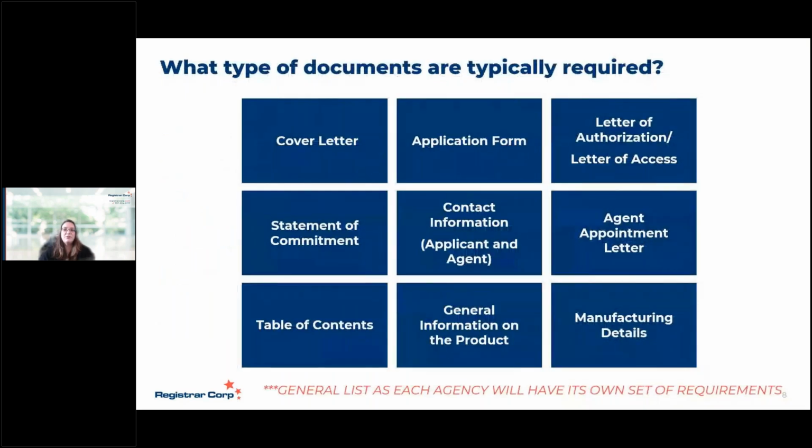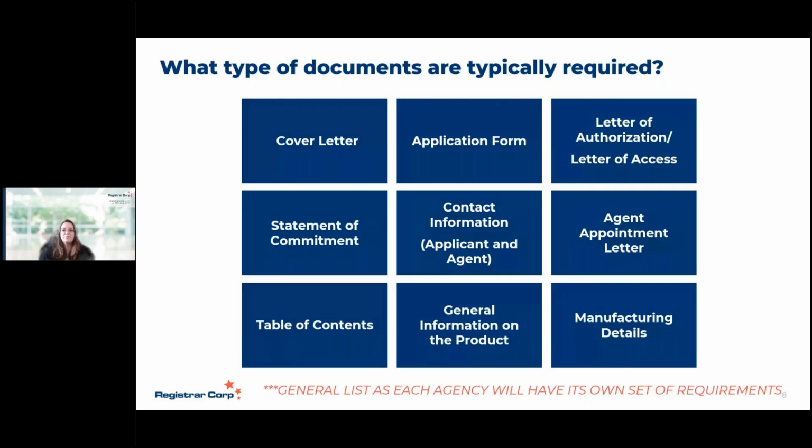So what type of documents are usually included in a master file? Typically, there's a cover letter that serves as an introduction to your submission. That's where you would include what kind of submission you're doing, such as an original submission, or if you're doing an amendment. Some type of application form may be included. If you do have a customer that wants to reference your master file, then you should include a letter of authorization, or it's called a letter of access by some agencies.